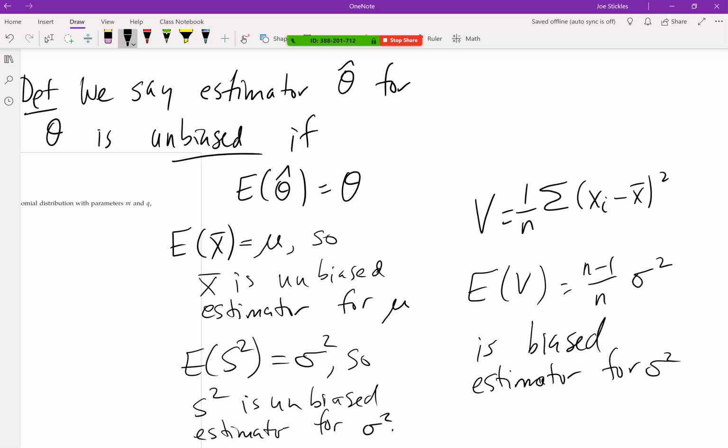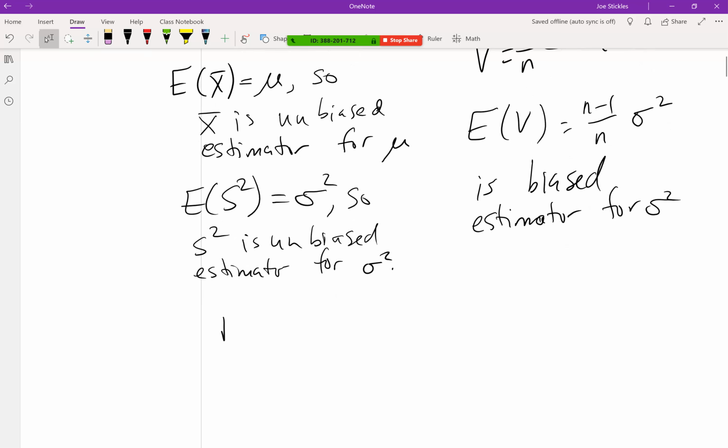So we actually have a measure of the bias. The bias of an estimator is going to be the expected value of that estimator minus the actual parameter value. So that's how we get a measure for bias. So obviously for the sample mean and the sample variance, the bias is 0.